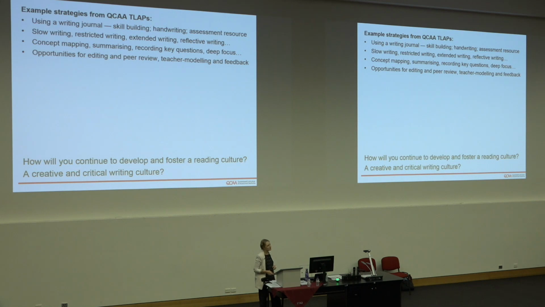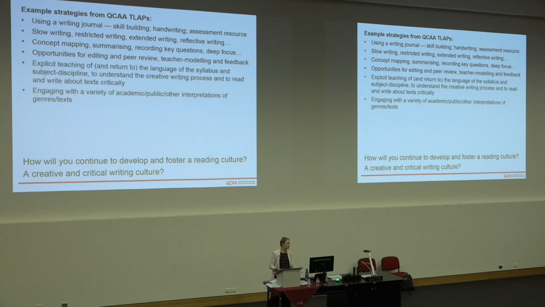Concept mapping, opportunities for editing and peer review, teacher modelling and feedback, that explicit teaching and reference to aesthetic features and stylistic devices from the syllabus. Also engaging with a variety of academic, public and other interpretations of genres and texts. We spend a lot of time sometimes pulling out sample assessment instruments from students who've gone before. We can't always do that with the syllabus that's on its way. How often do we put, and many teachers do, how often do we put academic writing in front of these students or media text in front of these students that show really sophisticated analysis of literary texts and unpack what they're doing with that as well?